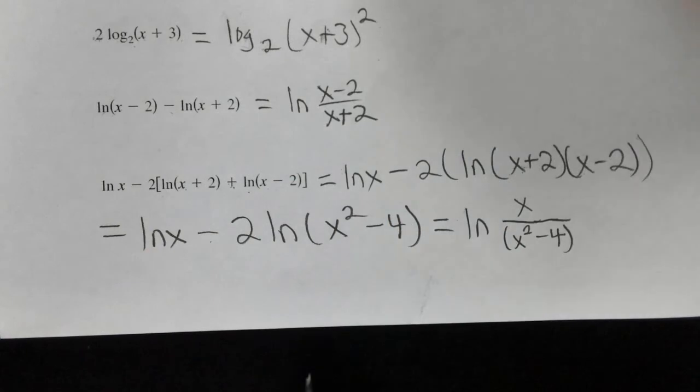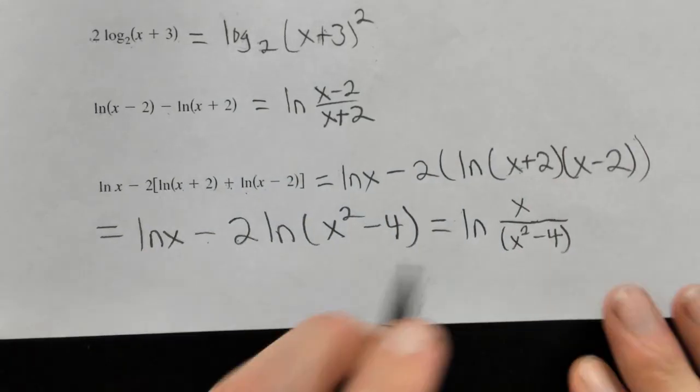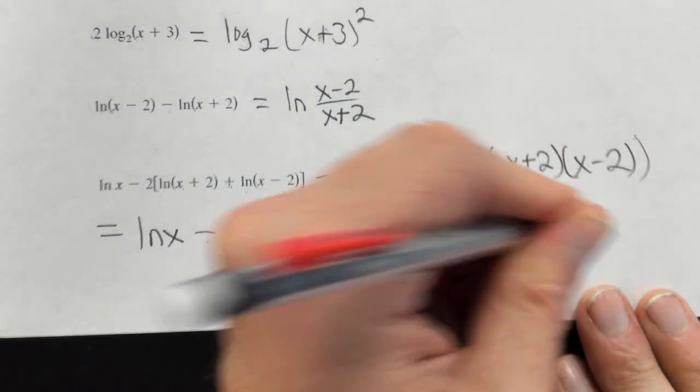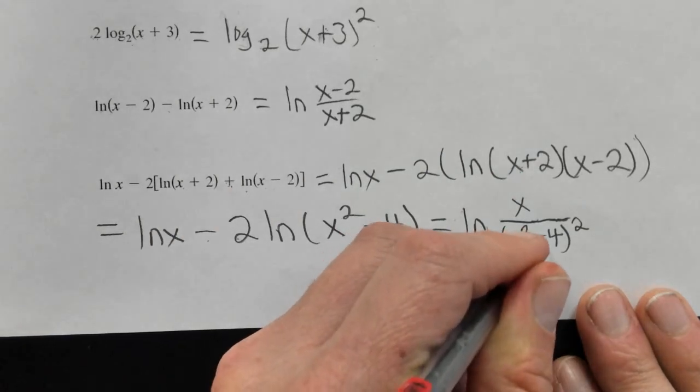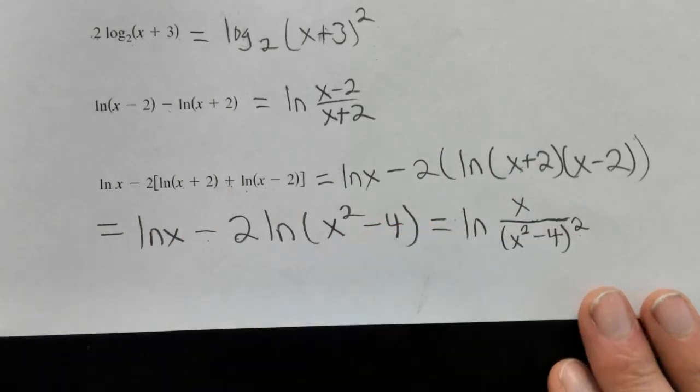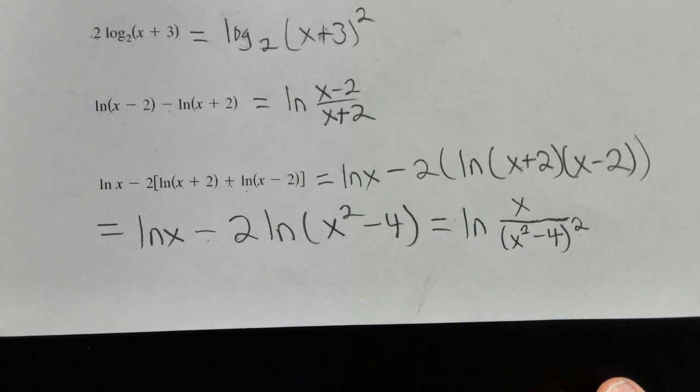Okay? And then I'm going to take this number and write it as the exponent. So that would be x squared minus 4 raised up to the second power. All right, so you'll be using those properties of logarithms to help you simplify, either expand or condense expressions on your quiz as well. And that's all I got for this lesson.